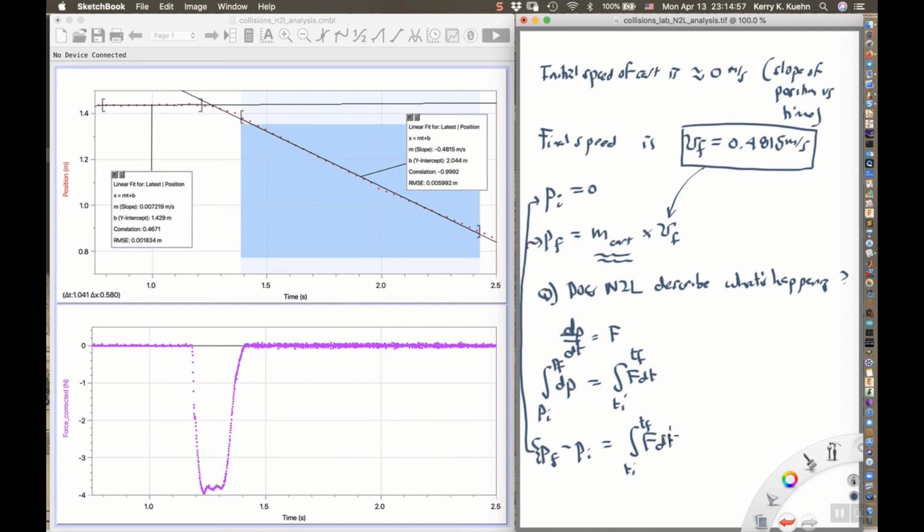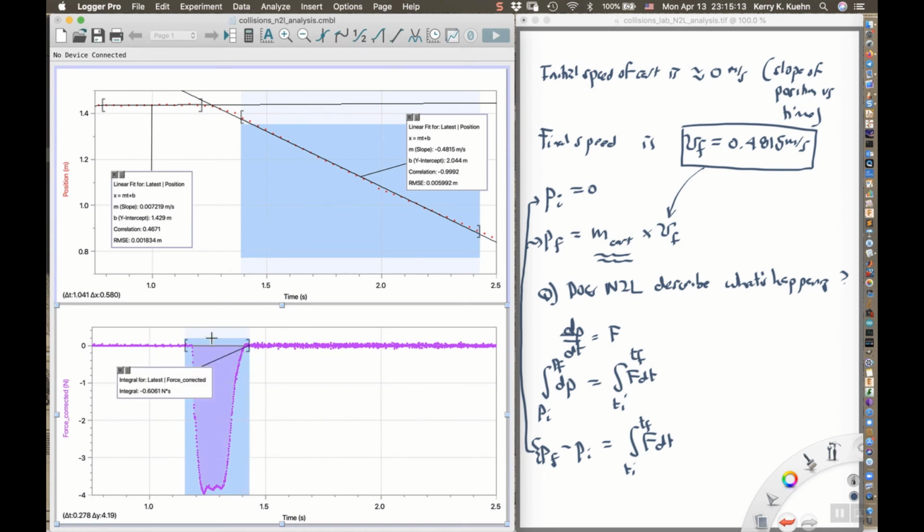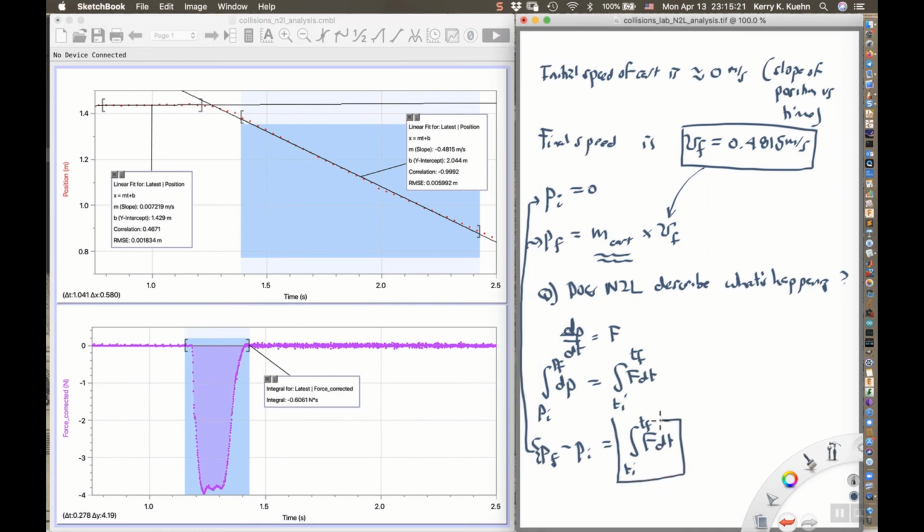And for this right here, I can integrate from the initial time to the final time. That means the time during which this force is being applied. So about from here to here, let's go ahead and integrate that. And voila, I get the integral of the force. The integral of the force over time, that's the area under that curve.